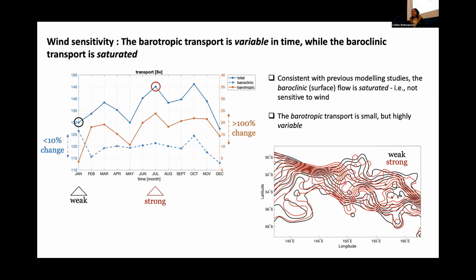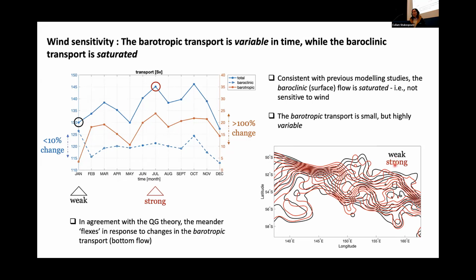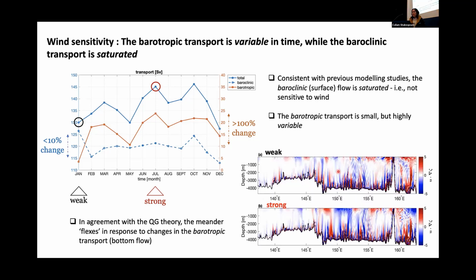The red plot here is the sea surface height contours corresponding to the weak and strong current months. And indeed, in agreement with this QG theory, the standing meander curved more significantly in response to the stronger barotropic flow. And here I also show the vertical sections of advection of relative vorticity for weak and strong current months. Overall, they generally have the same structure, but at some places like here and here, the increase can be a factor of 2. This is consistent with the magnitude of the increase in the barotropic transport over the year.